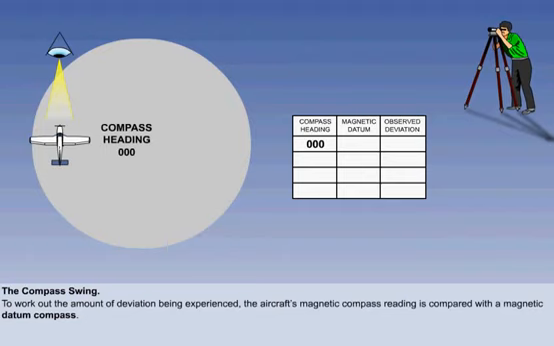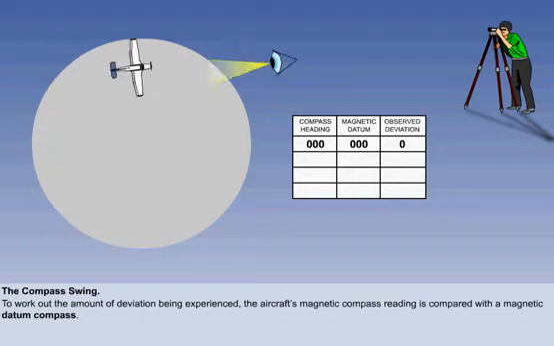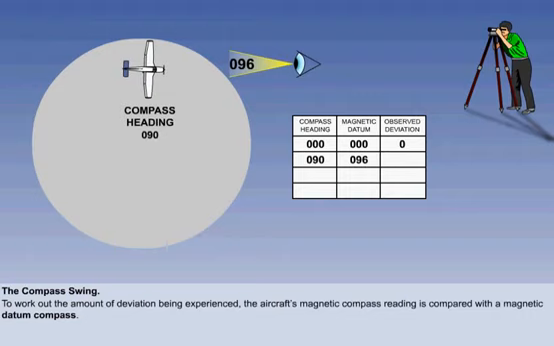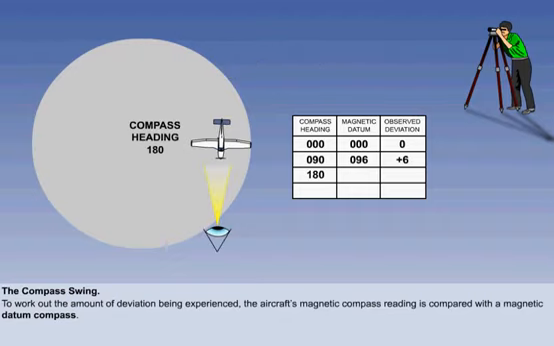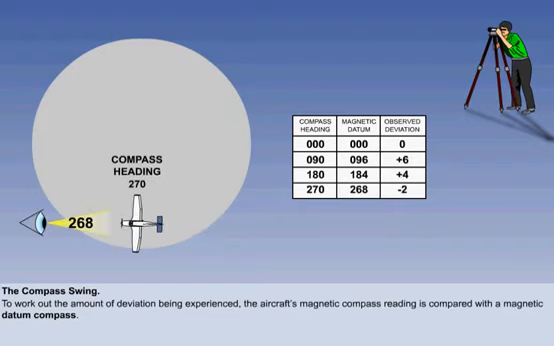Initially, the datum compass and the aircraft compass are aligned with each other. The aircraft is then turned through 90 degrees. The compass heading is compared with the datum compass reading and the observed deviation recorded. The process is then repeated through 180 degrees and 270 degrees.